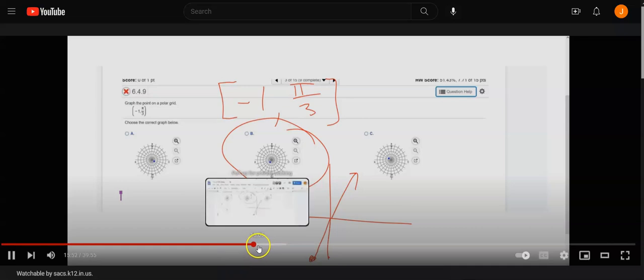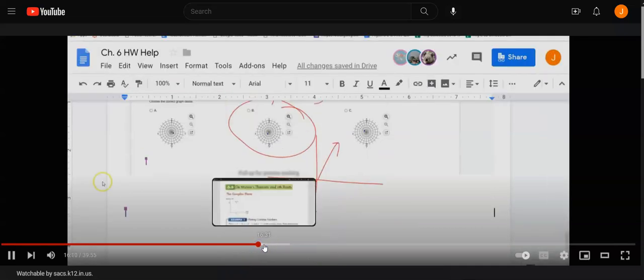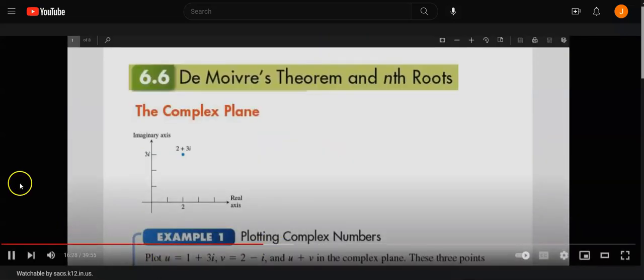All right, this is taking too long. Come on. Aha! DeMoivre's theorem and the nth roots.